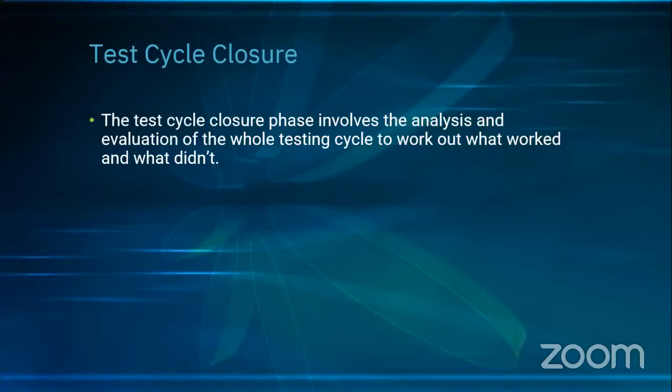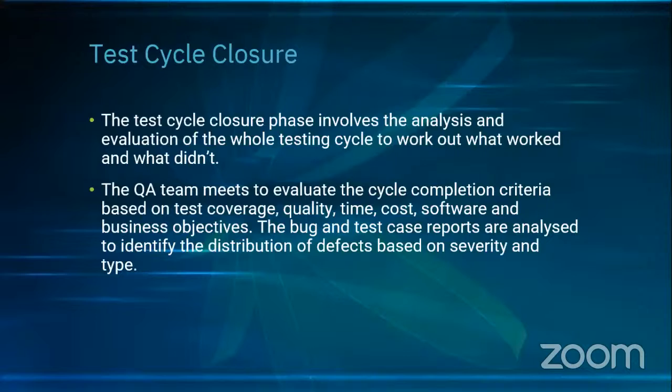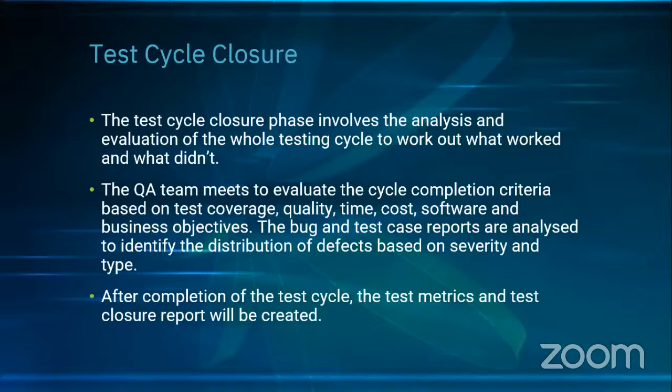So this is what has worked, this is what didn't work. So wherever the failures are, defect clustering, wherever the failures are, you pick it out and you state it in your closure report. So you evaluate the completion criteria, you evaluate on your coverage, the quality, the time, the cost, the software, and also the business objectives. Any bug that is open, severity, or priority, you'll talk about that. So the last of it, after the completion of the test cycle, is test metrics and test closure reports.